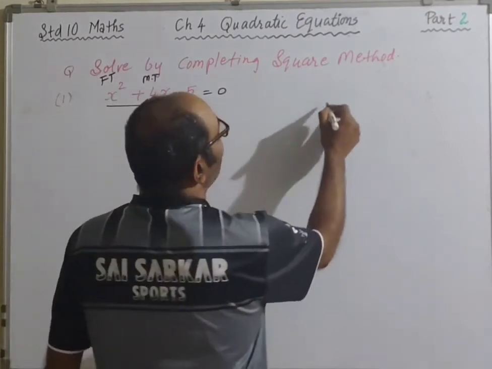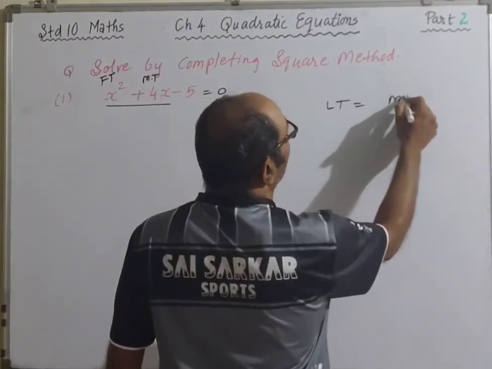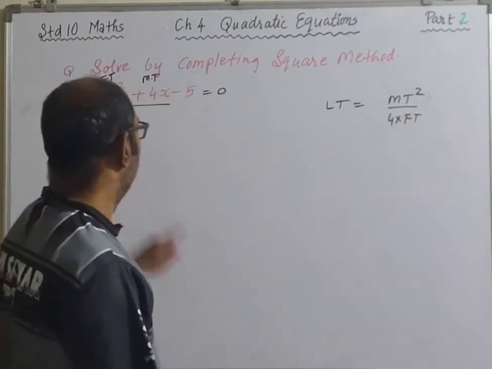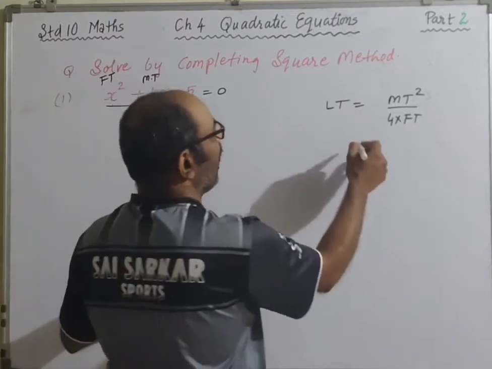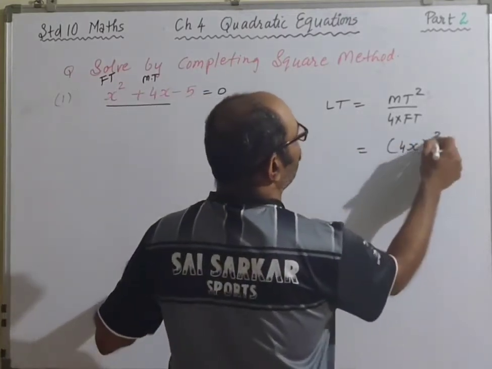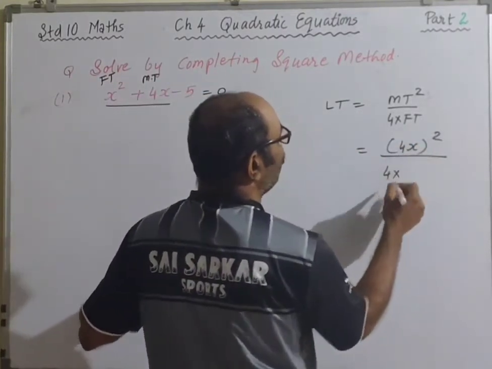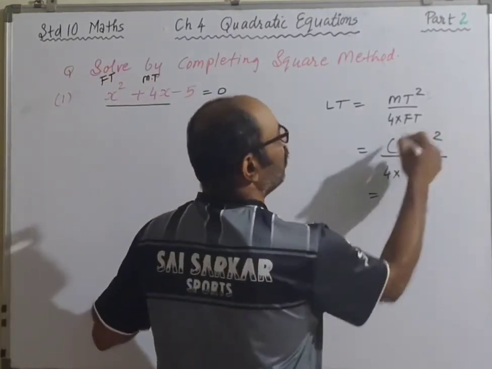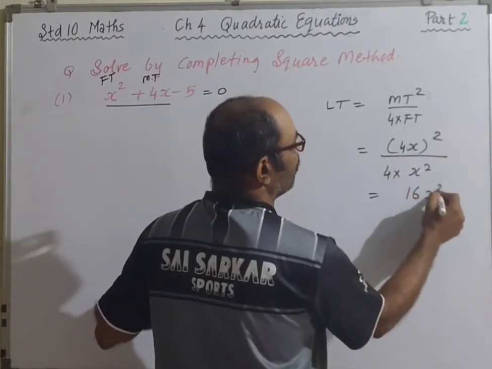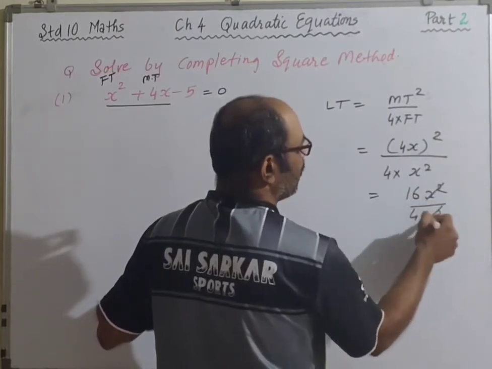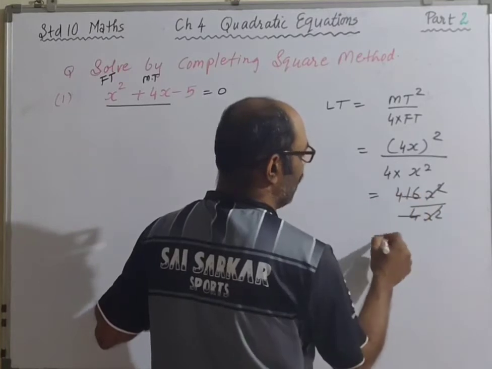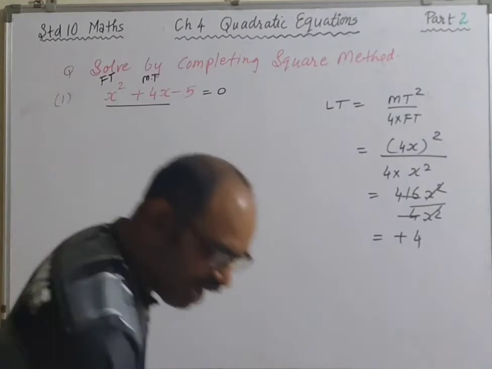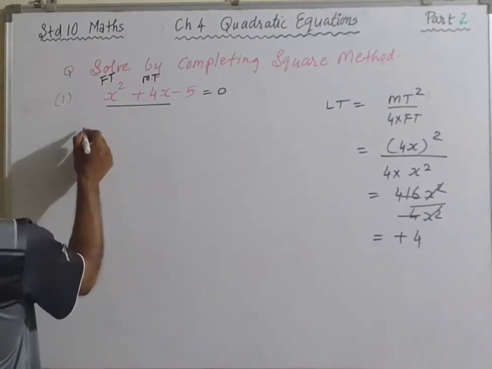So using that formula, what is that? Last term is equal to middle term square upon 4 into first term. Let's see, what is the middle term? 4x. So 4x whole square, whole upon 4 into, what is the first term? x square. All right. Open: 16x square upon 4x square. x square cancels. 4 ones are 4, 4 fours are 16, that is equal to plus 4. Children, be careful. See how sir writes.